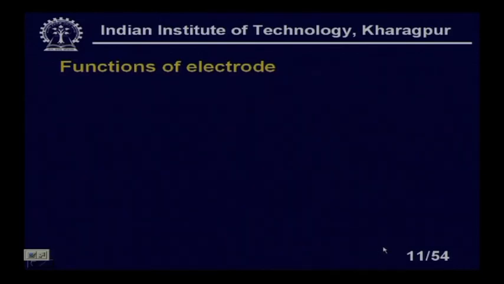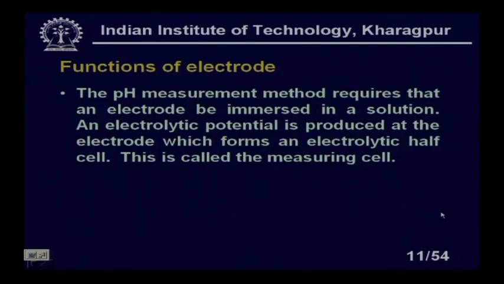Functions of the electrode. What is the function of this electrode? The pH measurement method requires that an electrode be immersed in a solution, obviously, and an electrolytic potential is developed at the electrode, which forms an electrolytic half cell. This is called the measuring cell. There are two cells you will find, one is the reference cell and the other is the measuring cell, right. Each of these cells we are calling a half cell. There are combined pH probes also, that will be discussed later on. Now, we will first discuss the measuring cell and reference cell.